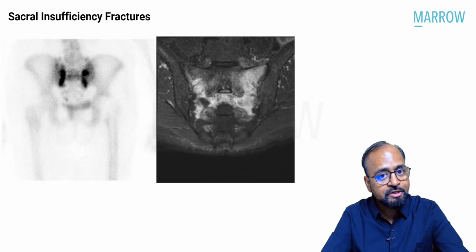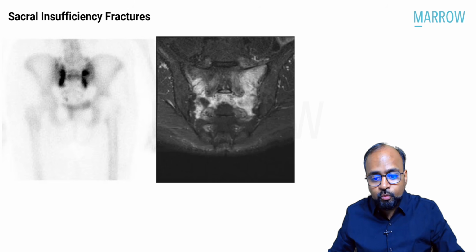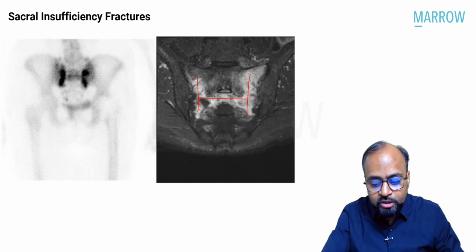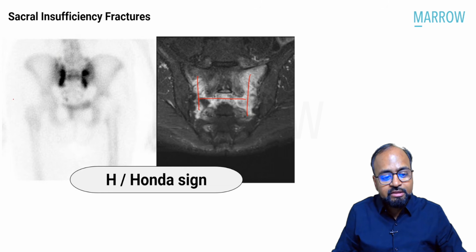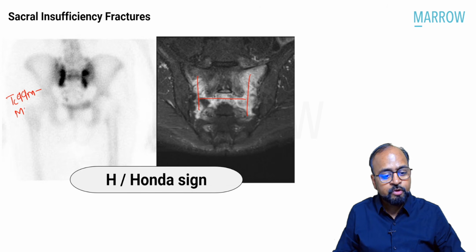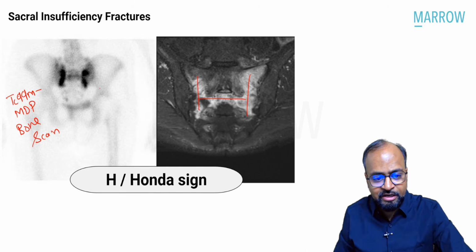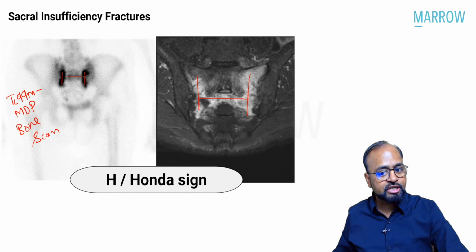So you can see the appearance here. The defect within the bone is usually along the sacral ala. There are vertical fractures along the sacral ala, with some extensions going across the sacral body, and that creates the typical H sign or Honda sign, as you can see in this technetium 99 metastable labeled MDP bone scan. You can see here there is an increased uptake of the radionuclide at the site of the fracture. You can see two vertical limbs and a horizontal extension. This is your H sign or Honda sign.